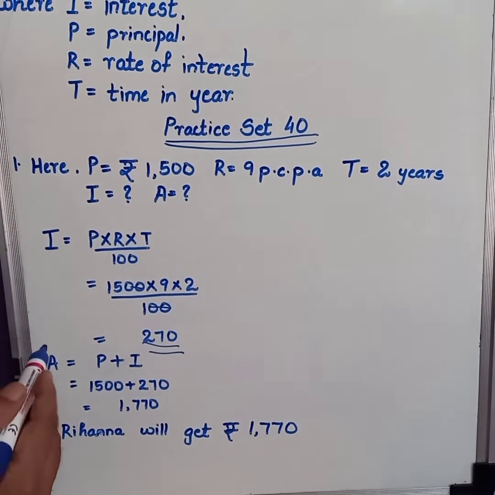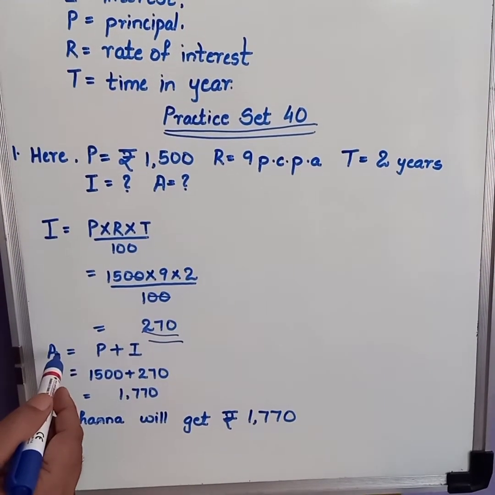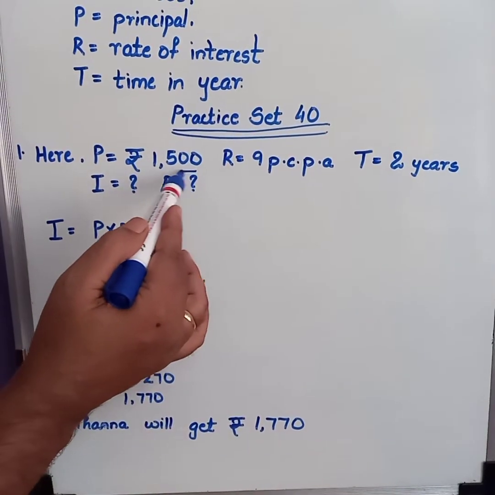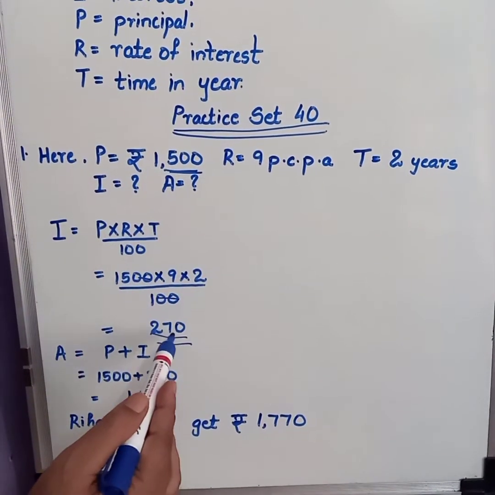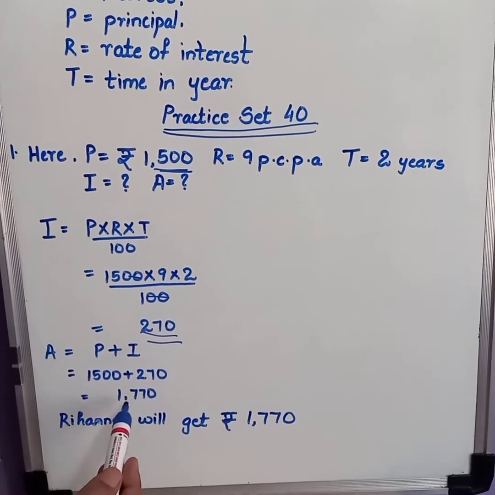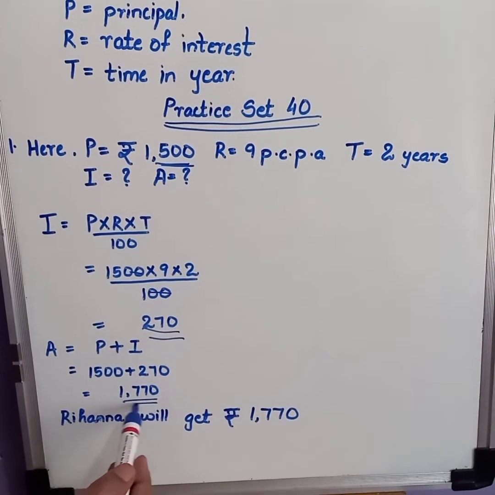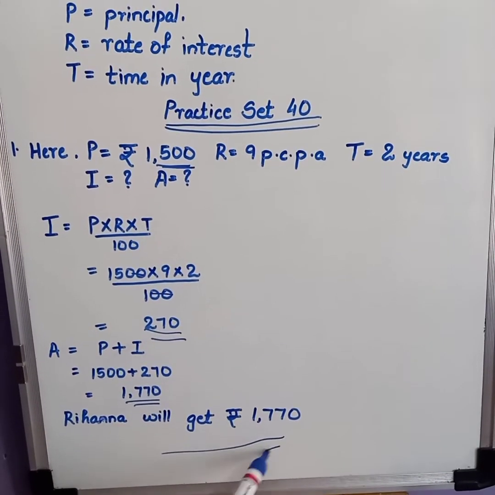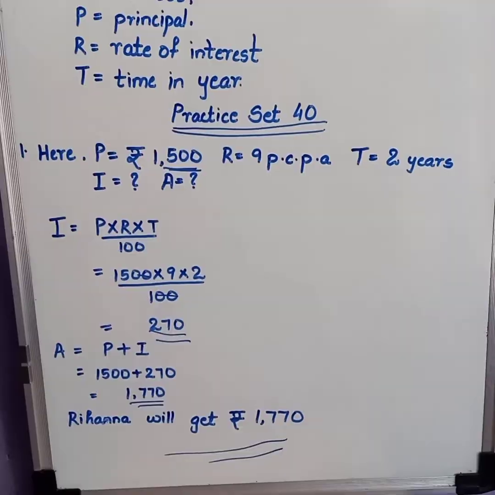Now what is the formula to find A? That is amount, that is principal plus interest. So what is our principal? That is 1500, and now we got the interest, that is 270. So 1500 plus 270, that comes up to 1770. So Rihanna will get rupees 1770.